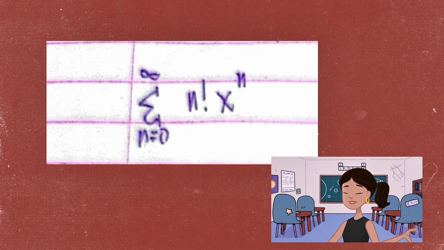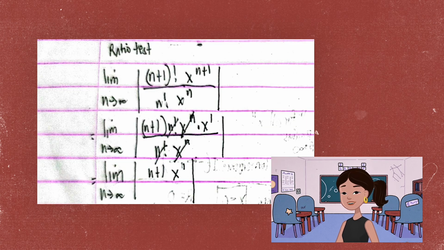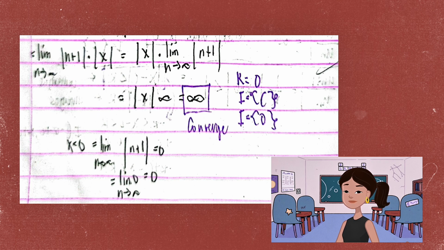So next, this is our second example. For that example, we solve for the ratio test. And then we substitute the n plus 1. And then from the second, n plus 1, we cancel the n factorial times x to the n. So we come up to the answer: the limit as n goes to infinity of n plus 1 times the absolute value of x. After that, we take out the x value. Then we replace n with infinity. And we come up with the answer infinity, and it converges only when that limit is small enough.